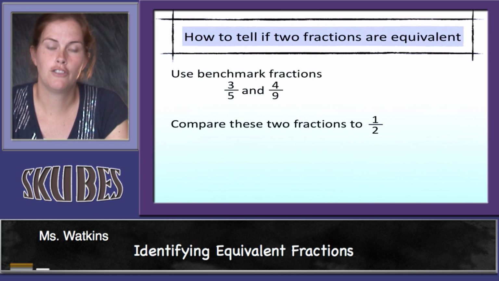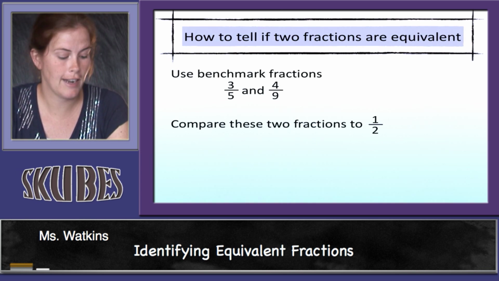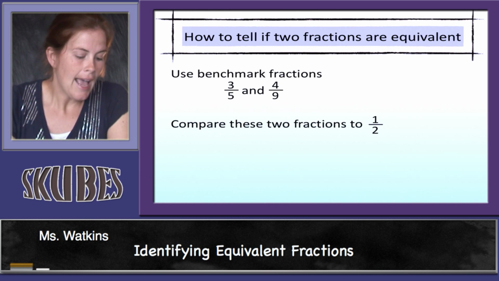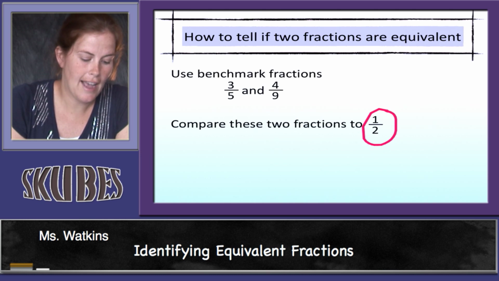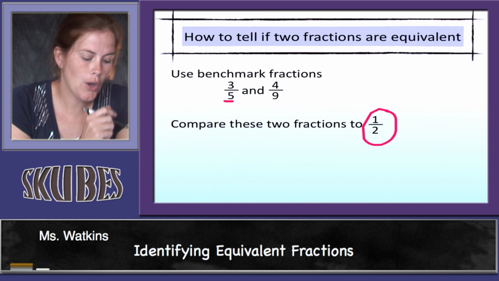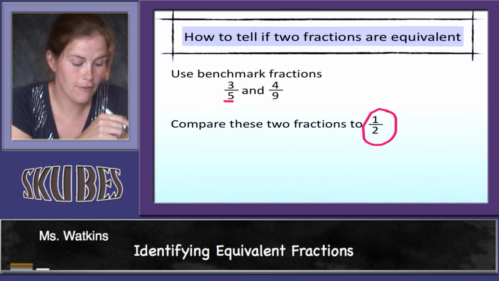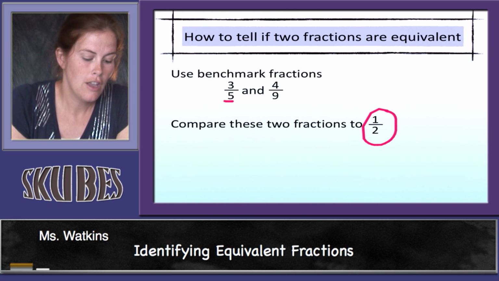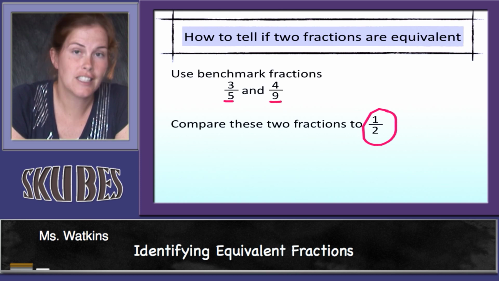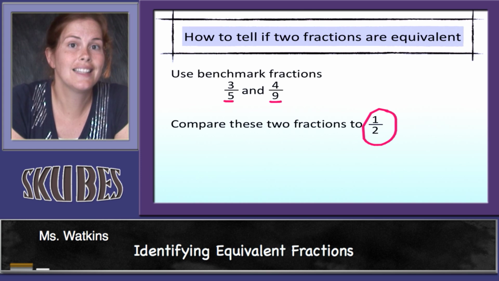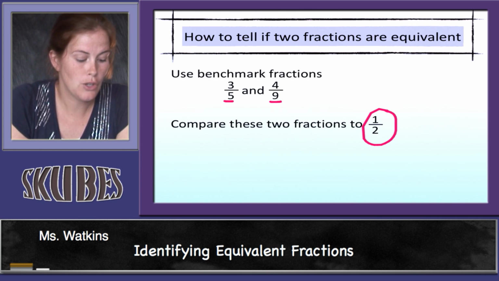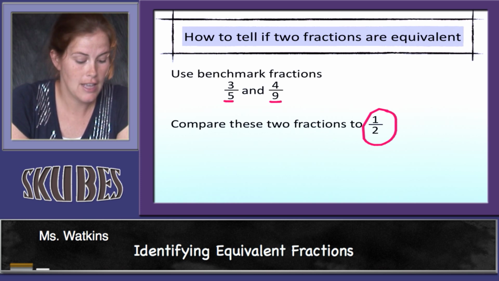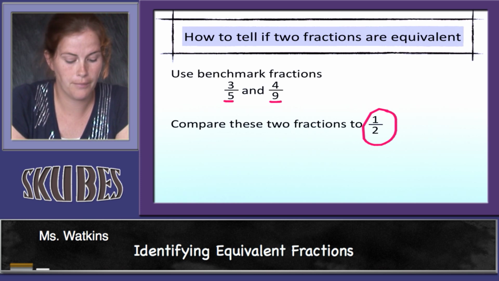All right, another way to tell if two fractions are equivalent is to use benchmark fractions. So let's look at 3/5 and 4/9 again. I know I'm going to compare these two fractions to 1/2. Okay, so I know half of 5 is 2.5. So 3 is over halfway to 5. Okay? Half of 9 is 4.5. So 4 is less than halfway to 9. So because 3/5 is over halfway and 4/9 is less than half, these two fractions are not equivalent.